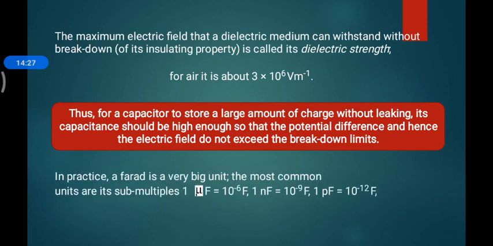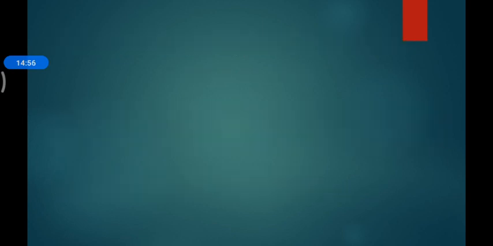In practice, the farad, the unit of capacitance we have seen, is actually a very large unit. The general units we use are the microfarad, which is 10 to the power minus 6 farad; the nanofarad, 10 to the power minus 9; and the picofarad, 10 to the power minus 12 farad. Is it okay? 10 to the power minus 6, minus 9, minus 12.